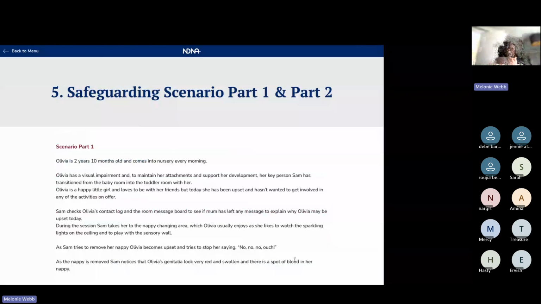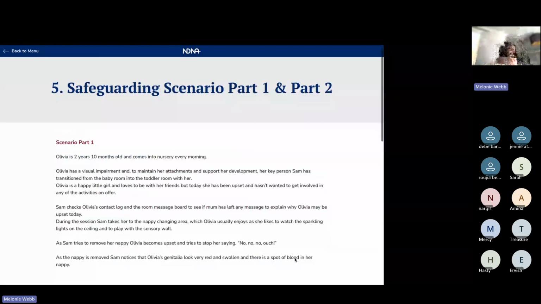Sam checks Olivia's contact log and the room message board to see if Mum has left any message to explain why Olivia may be upset today. During the session, Sam takes her to the nappy changing area, which Olivia usually enjoys as she likes to watch the sparkling lights on the ceiling and play with the sensory wall. As Sam tries to remove her nappy, Olivia becomes upset and tries to stop her, saying, "No, no, ouch." As the nappy is removed, Sam notices that Olivia's genitalia look very red and swollen, and there's a spot of blood in her nappy.